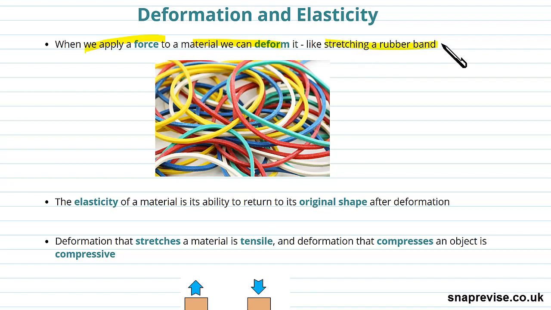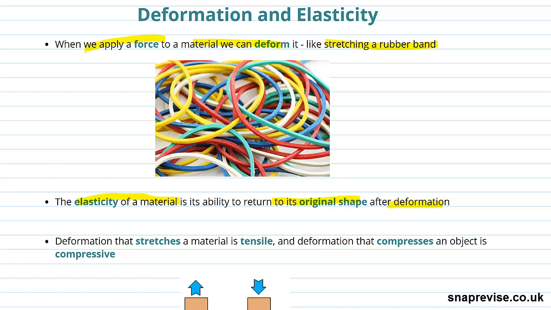A rubber band is a good example of that. We can stretch a rubber band and deform it. A rubber band will normally return to its same shape, but it's actually possible that we can break the rubber band entirely by stretching it too much. The elasticity of a material is its ability to return to its original shape after deformation. So an elastic band has a high elasticity, whereas something like a plastic, for instance, once you stretch and deform that, it will no longer return to its original shape.